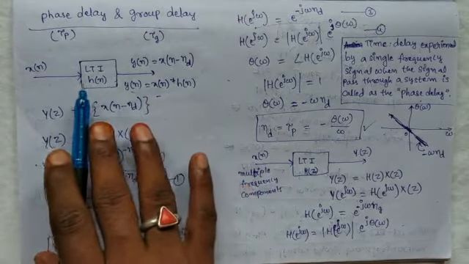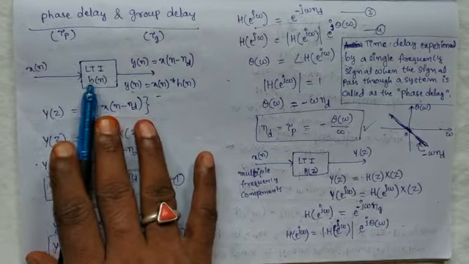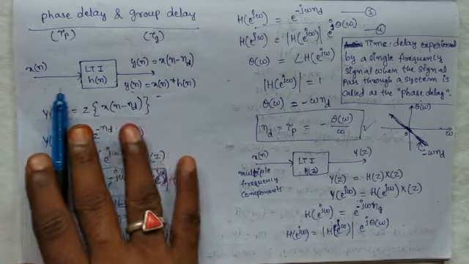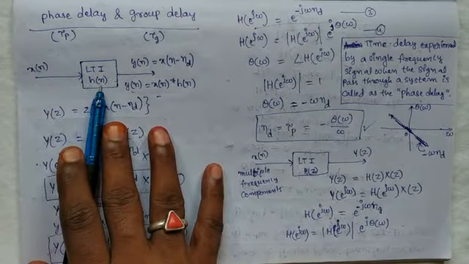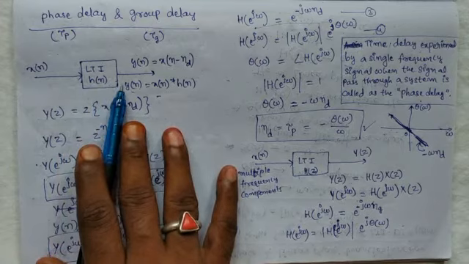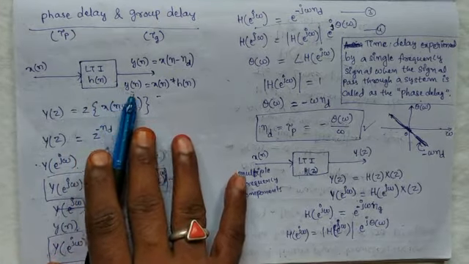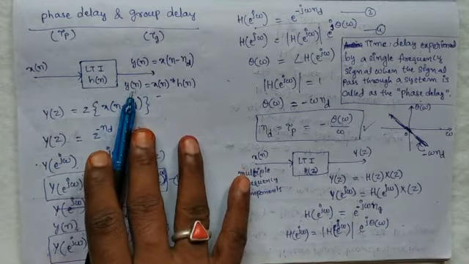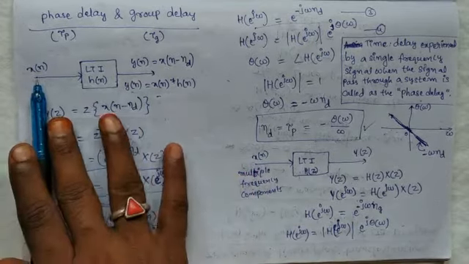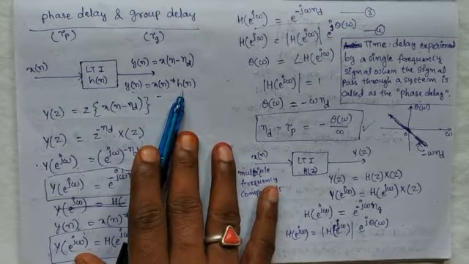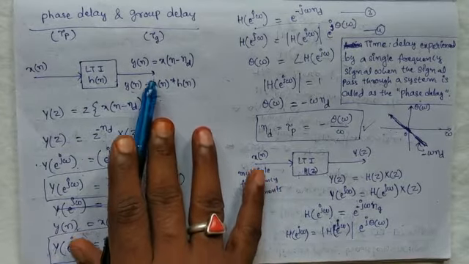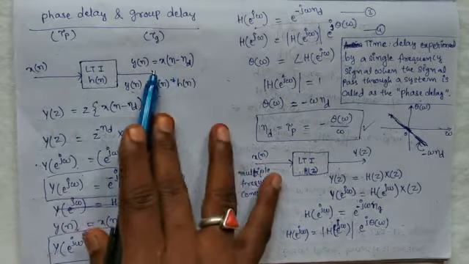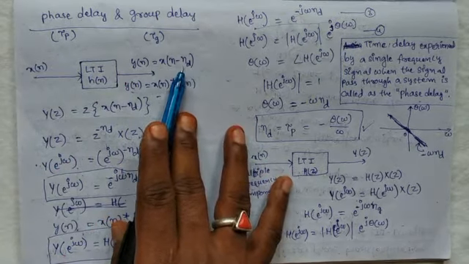Actually, the input to the LTI system is x of n, a single frequency signal. The impulse response of the system is h of n. The system produces an output sequence. In general, how do we calculate the response of the system? It is the convolution of the input and the impulse response of the system. Here y of n is equal to x of n minus nd, where nd is the time delay.